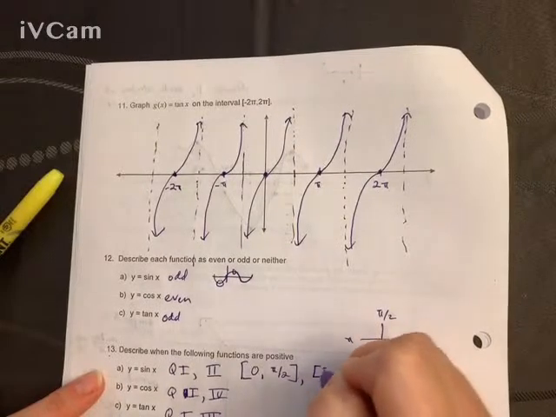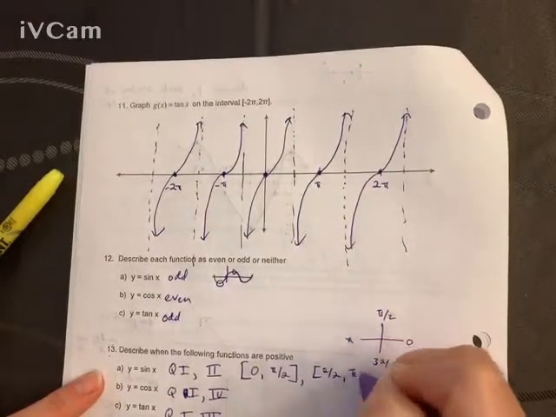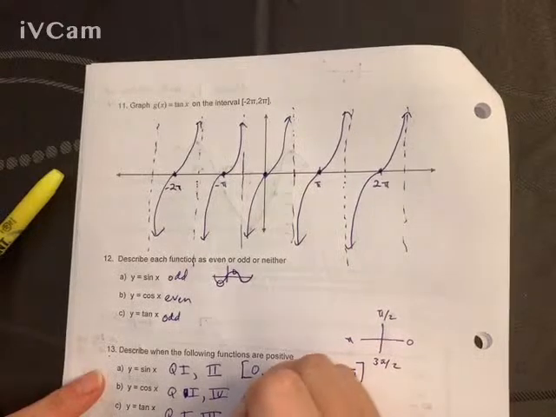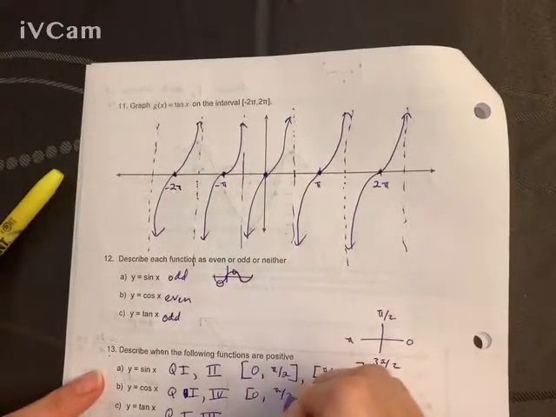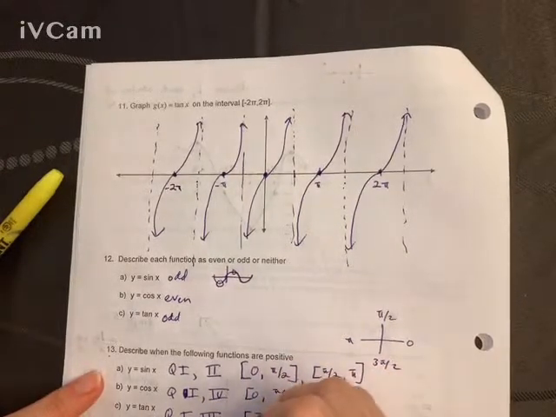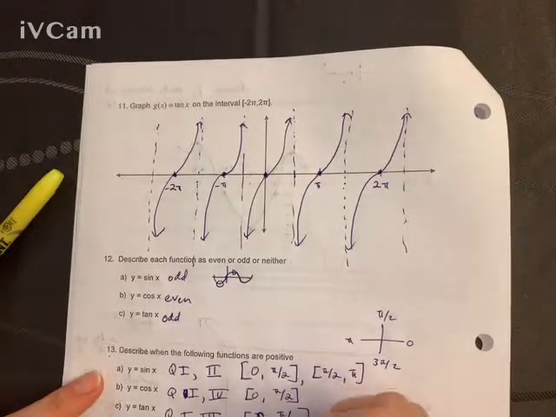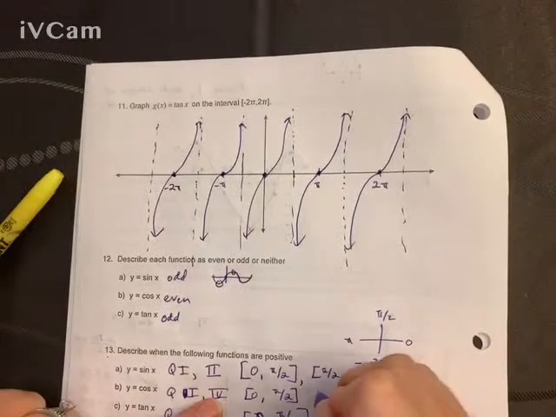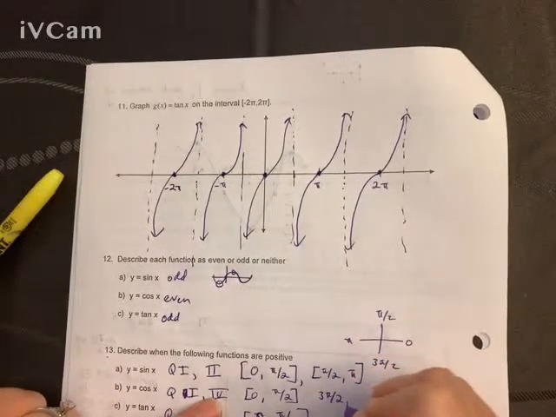Quadrant 2 is pi over 2 to pi. You probably could have written that as one interval. So I'm going to write down all the quadrant 1s. Everyone's positive in quadrant 1. Now, quadrant 4 is going to be 3 pi over 2 to 2 pi.